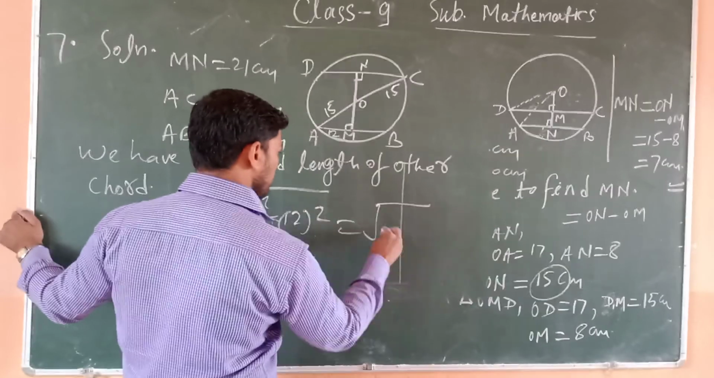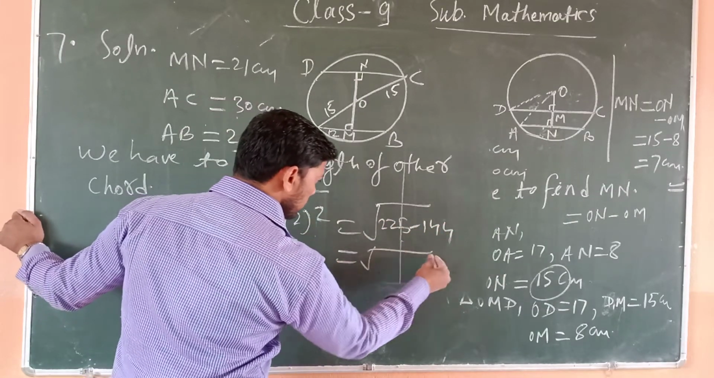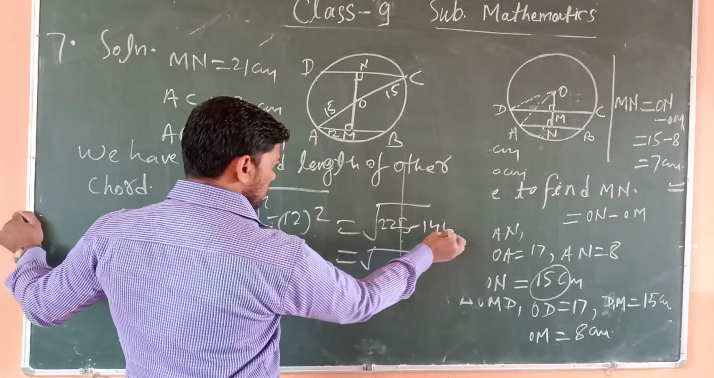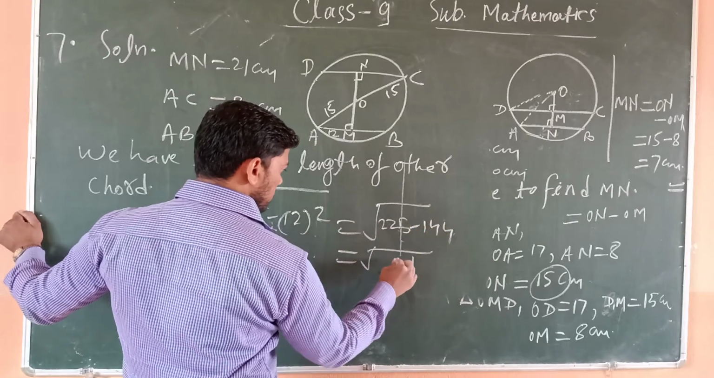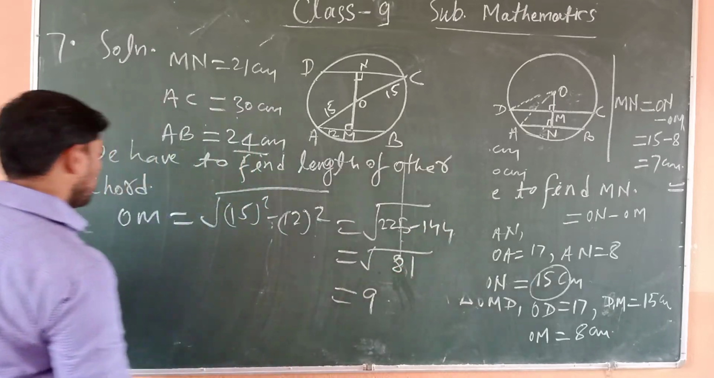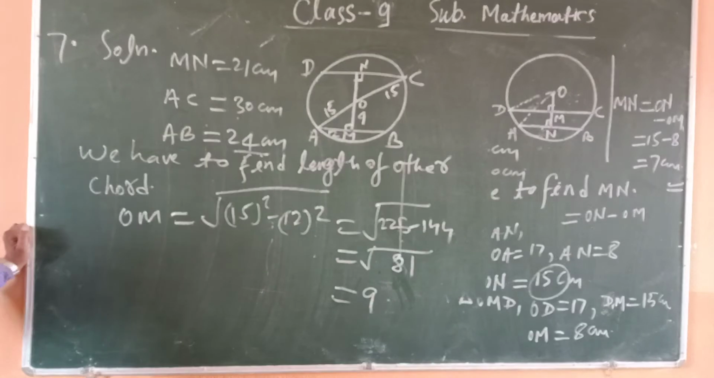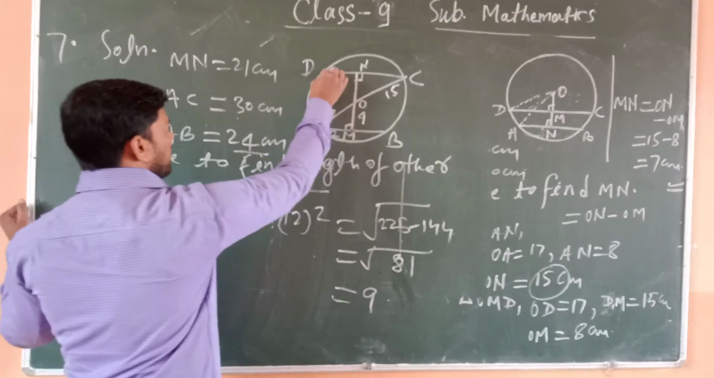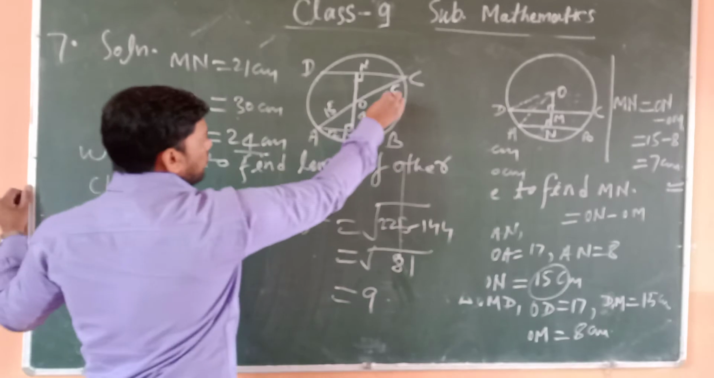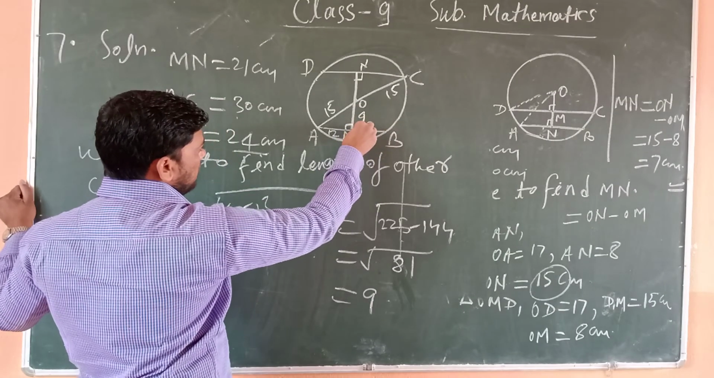15 square is 225, 12 square is 144. And it is equal to 5 minus 4, 1, and 12 minus 4, 8. It is equal to 9. OM is equal to 9. We have to find the length of the other chord, meaning the length of CD. OC is 15 and OM is 9.